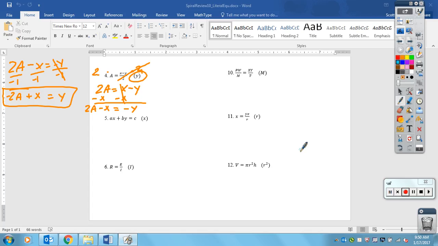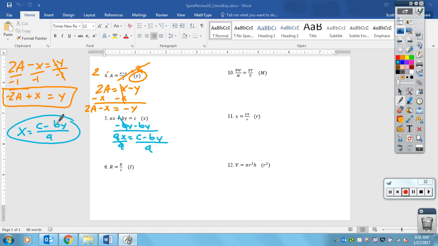5. Solving for x. 1, 2, 3 terms. Isolate the term that contains my variable. Minus by on both sides. Ax equals c minus by. You can just divide the whole thing by a since it's all variables. X equals c minus by all over a.